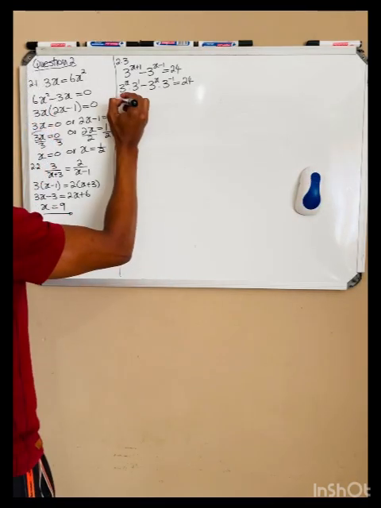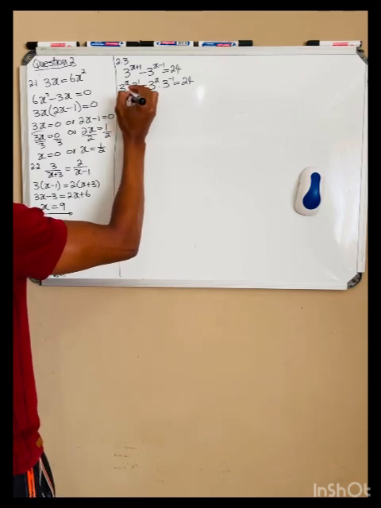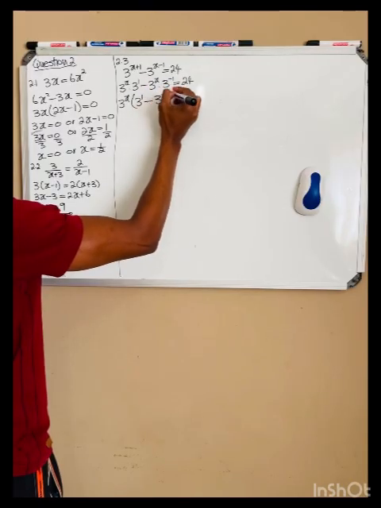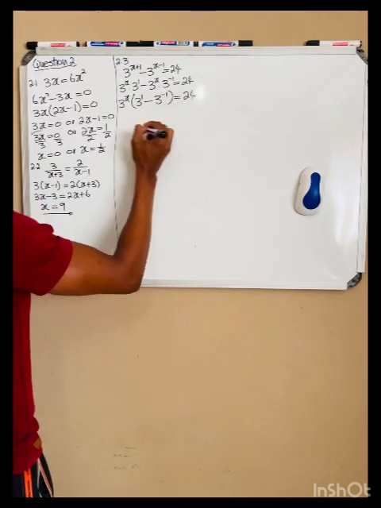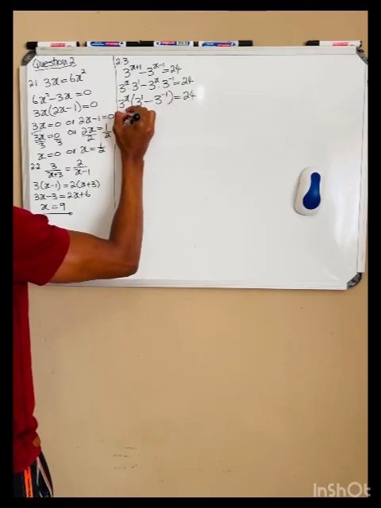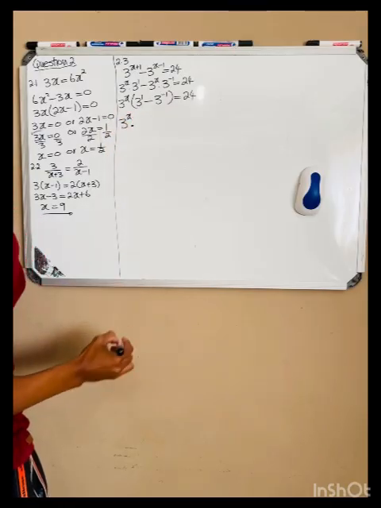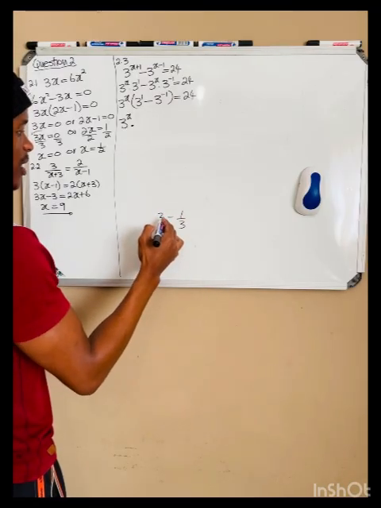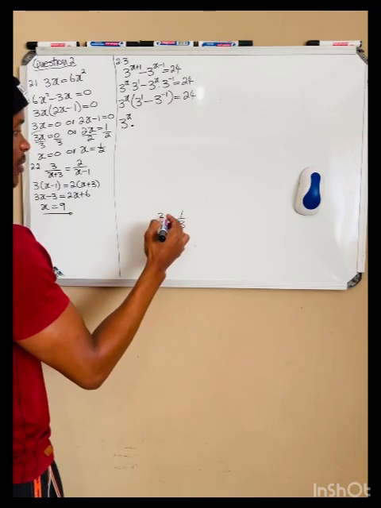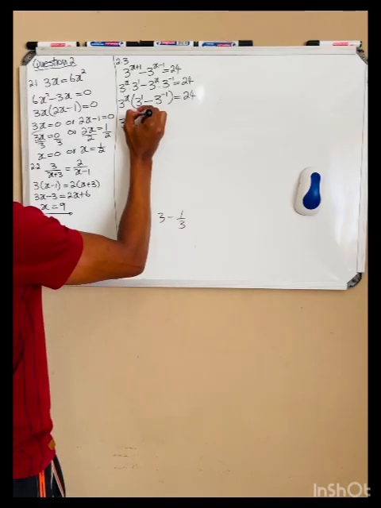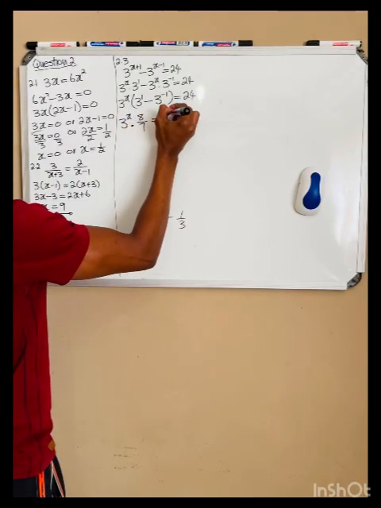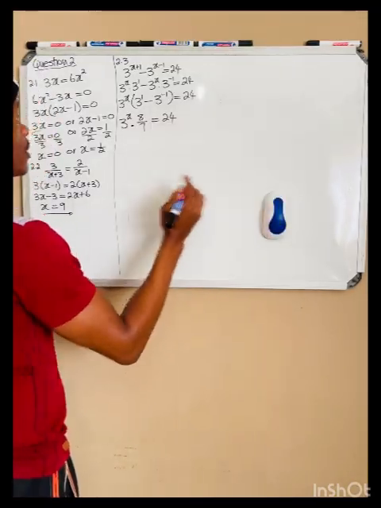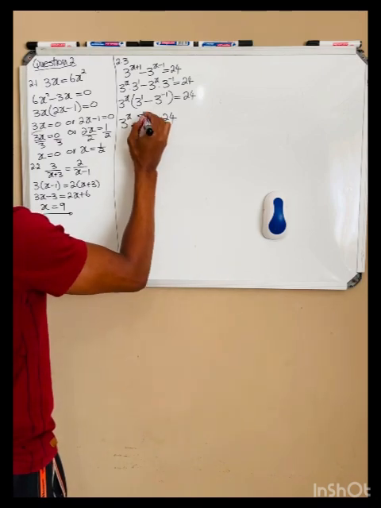Now there's a common factor, which is 3 to the power x. Factoring it out, we are left with 3 to the power 1 from this term, minus 3 to the power minus 1 from this term. Close the bracket, equals 24. Then we have 3 to the power x multiplied by (3 minus 1 over 3), which is nothing but 9 minus 1 over 3. Right, 9 minus 1 is 8. So it's going to be 8 over 3, not 7, equals 24.